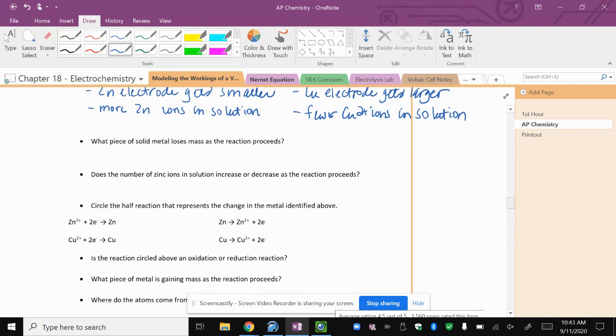All right, and then these are just kind of reinforcing what we already know. So we already talked about that the one that loses the mass is zinc. And we get more zinc ions. And so we want to pick the half reaction where we're forming zinc ions. So this is the one we would circle. Okay. All right, now what we notice in this equation is that there is a loss of electrons. And so when we lose electrons, this is oxidation.